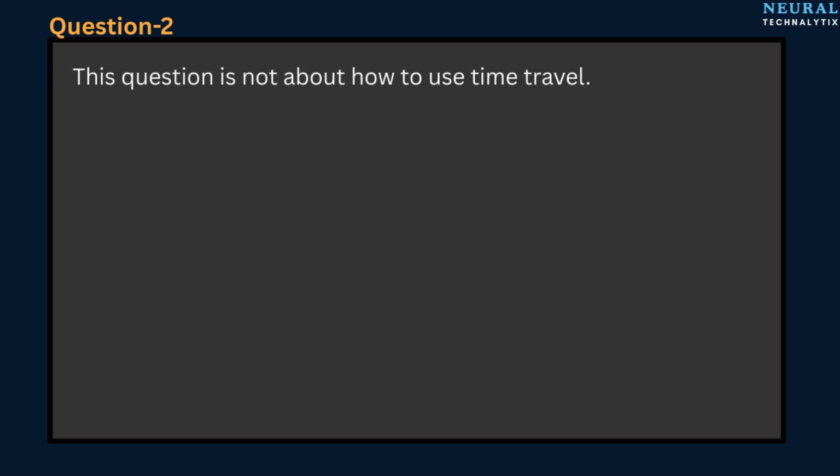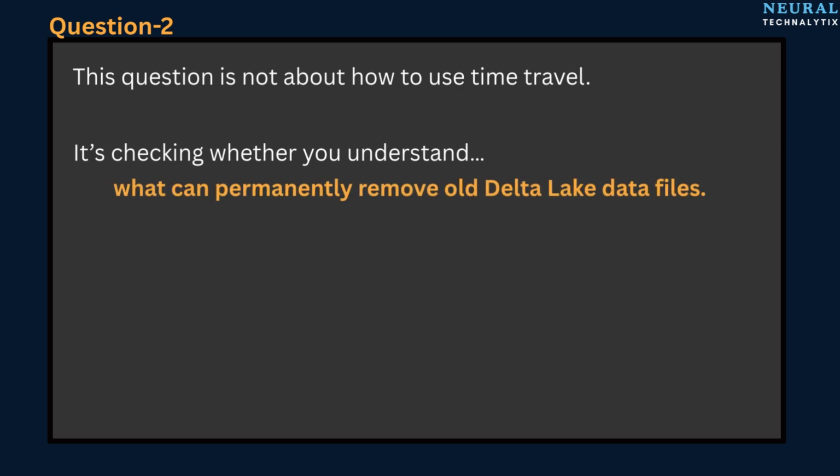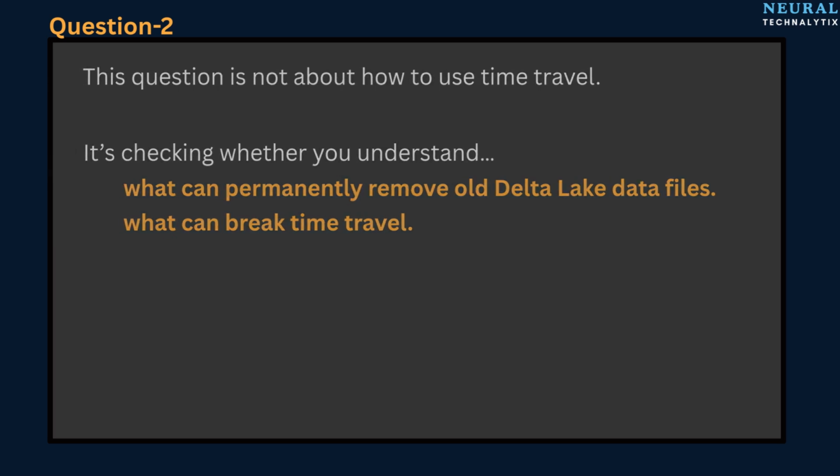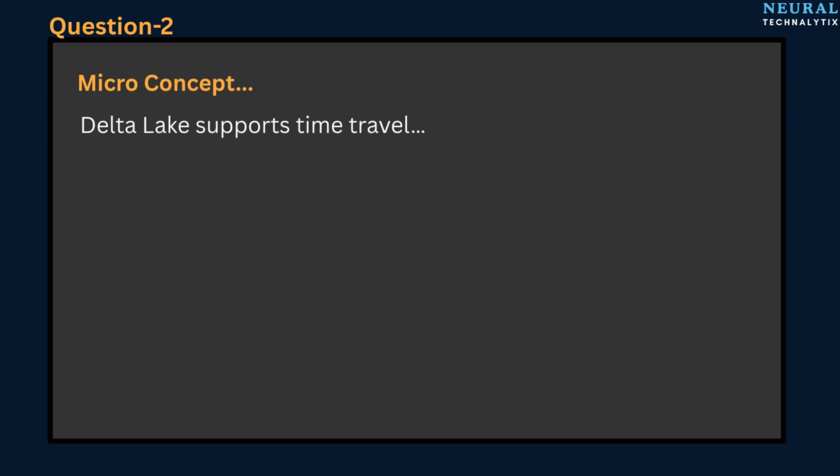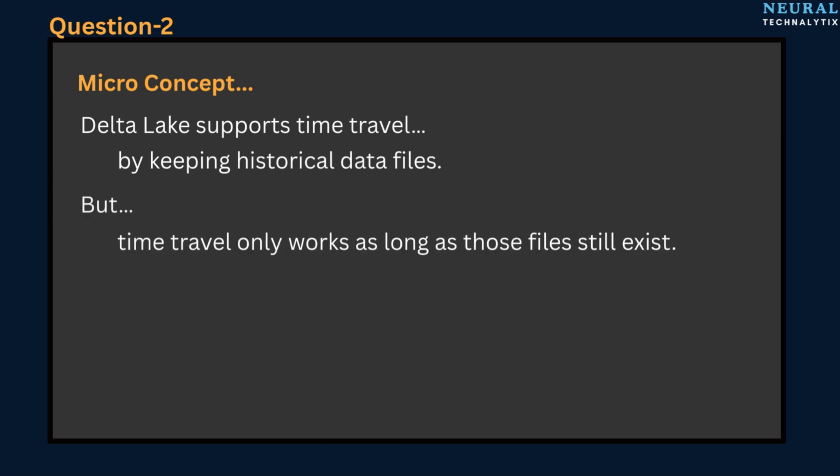Okay, pause here. This question is not about how to use time travel. It's testing something deeper. It's checking whether you understand what can permanently remove old Delta Lake data files and what can break time travel. That's the real focus. Very quick micro concept. Delta Lake supports time travel by keeping historical data files. But time travel only works as long as those files still exist. Once the files are gone, time travel is gone. That's all the context you need.